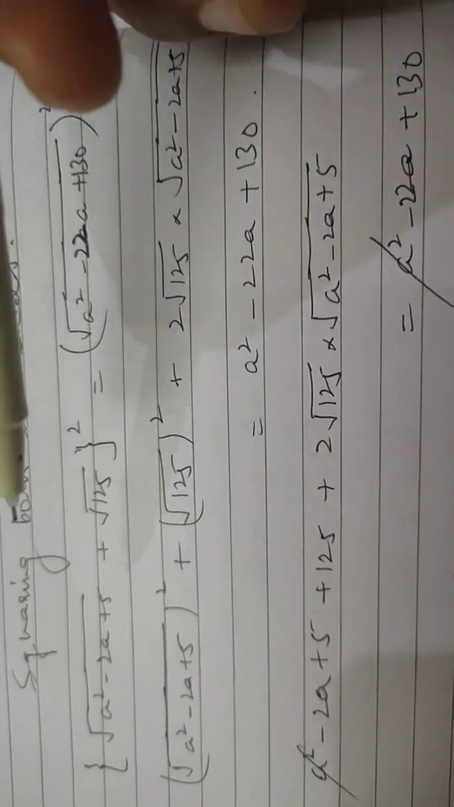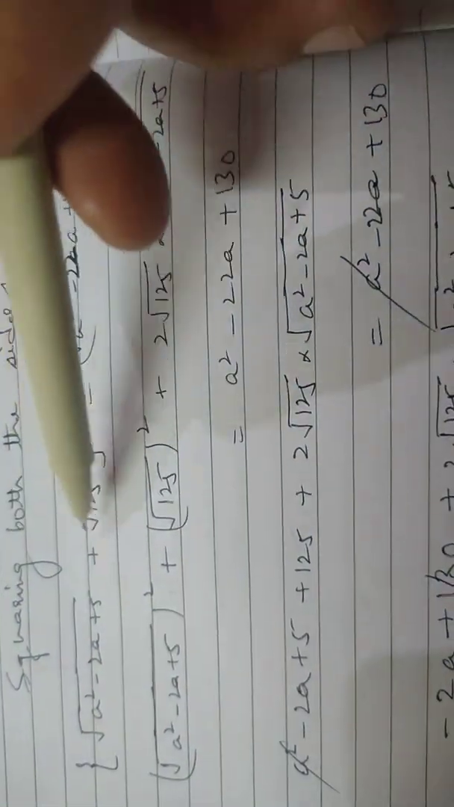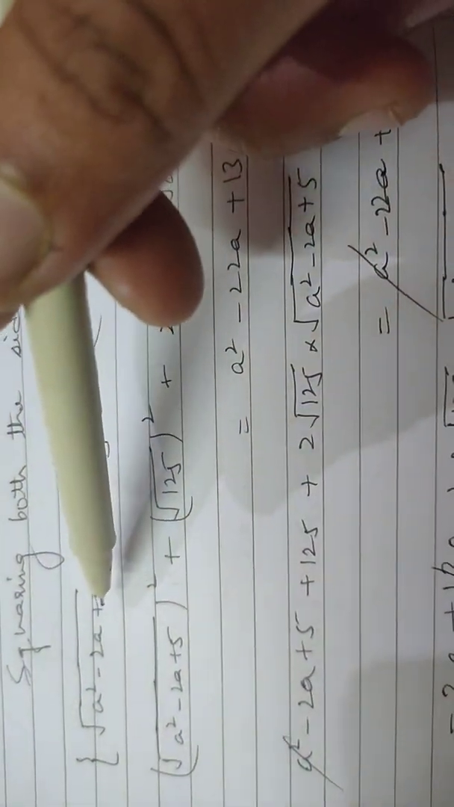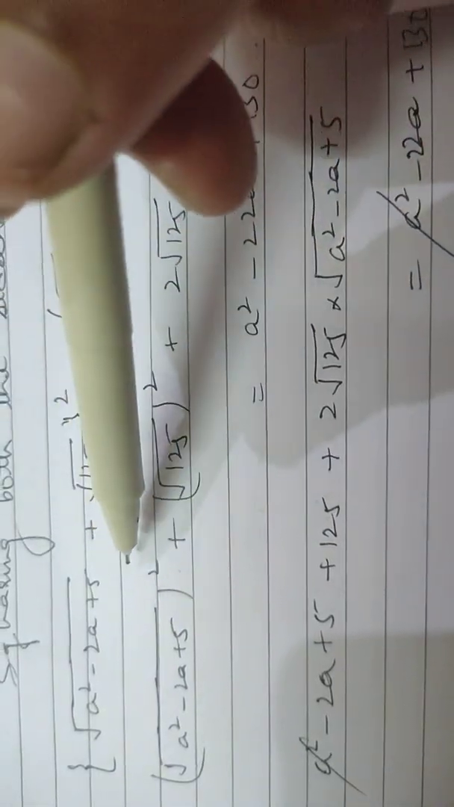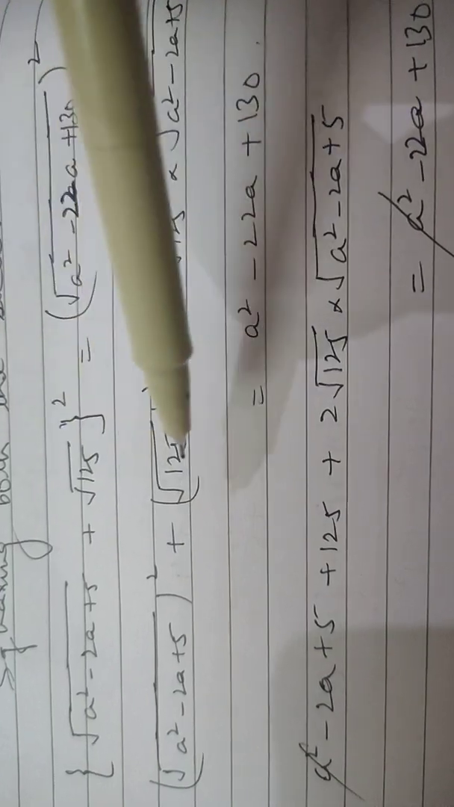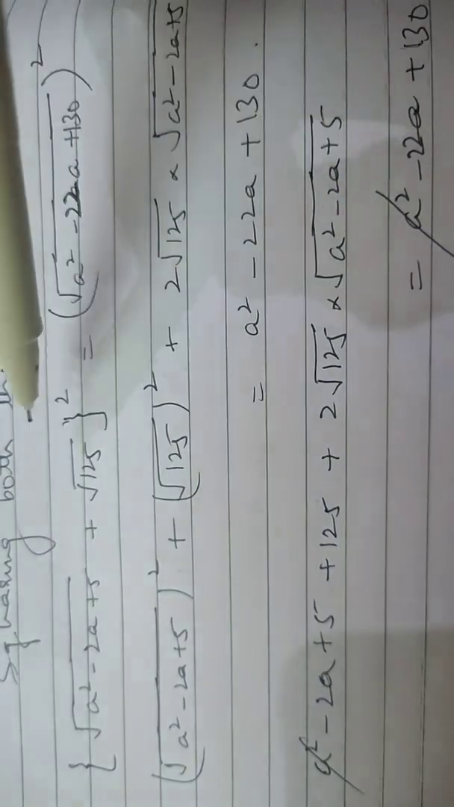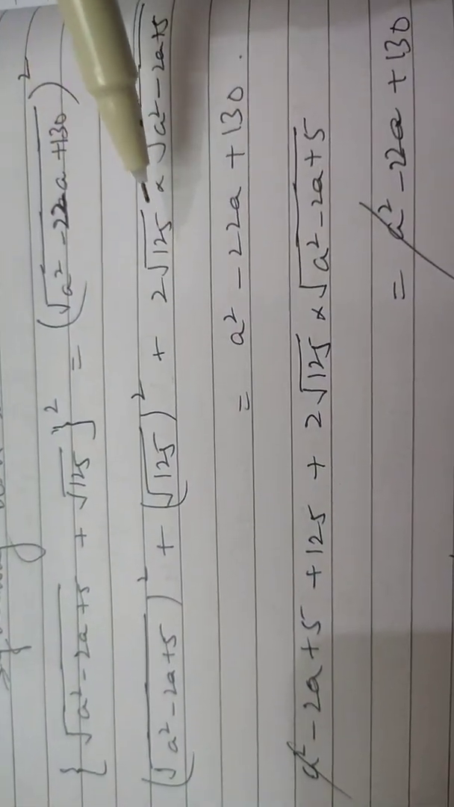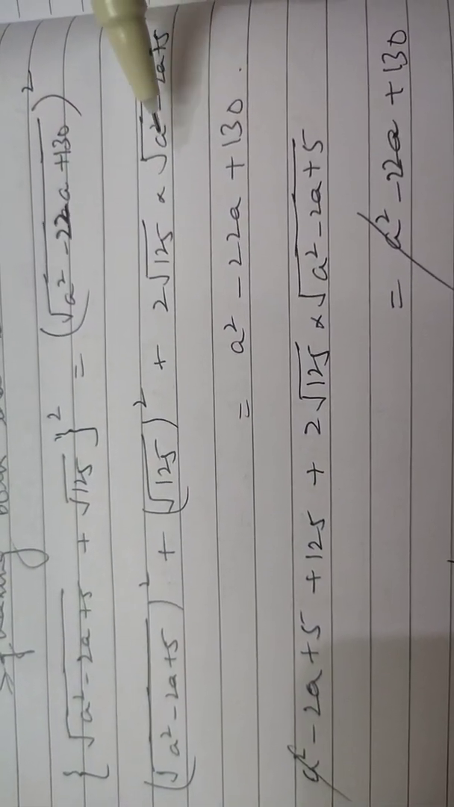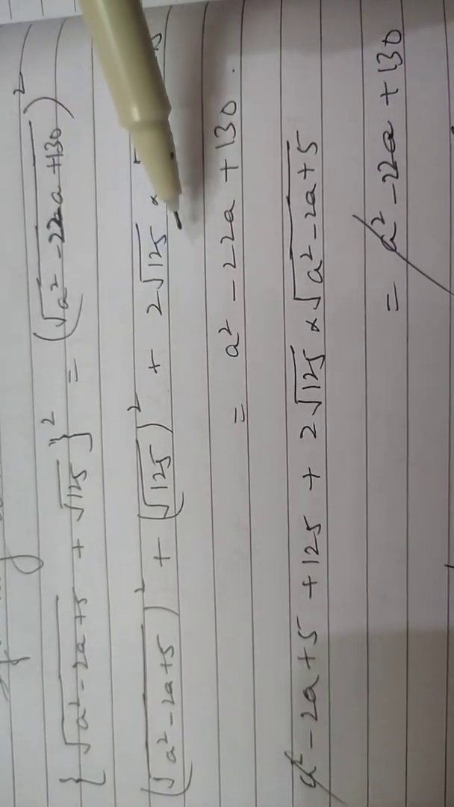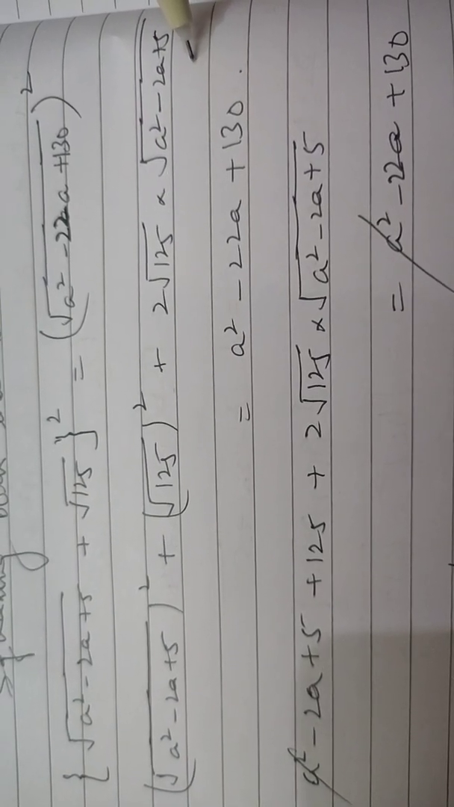Then after that, on the left hand side we are going to use again the identity. This part will be totally considered as a and this part is considered as b, so it will be (a plus b) whole square. So on squaring this part, we are going to write (under root a square minus 2a plus 5) whole square, plus on squaring this part we are going to write (under root 125) whole square, plus 2 into this quantity into this quantity, which can be written as 2 into under root 125 into under root a square minus 2a plus 5. This entire part is actually 2 into a into b, which is a part of the identity.